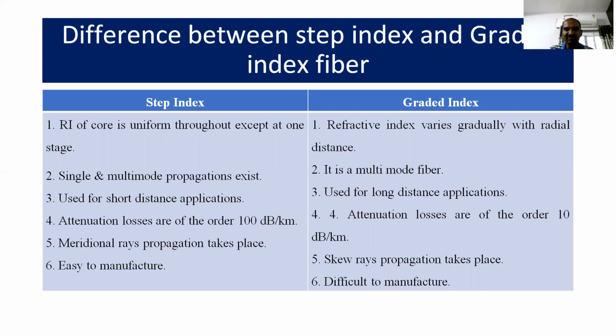In step index fiber, meridional rays are allowed to travel. That means meridional ray propagation takes place. But in gradient index fiber, skew ray propagation takes place. And step index fiber manufacturing is very easy, whereas manufacturing of gradient index fiber is somewhat difficult.